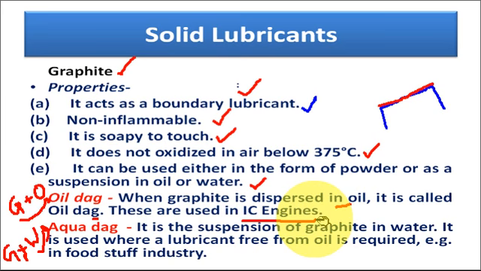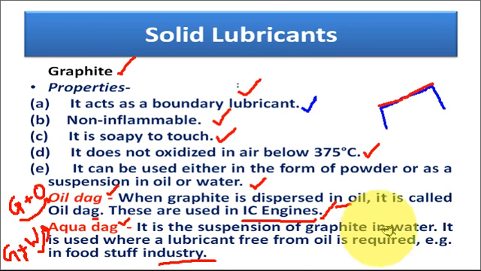So basically what we learn here is that graphite can be used in the powder form or in the suspension form, and its suspension can be prepared with water or with oil. If the graphite suspension is prepared in oil, then it is called the oil dag, and if graphite suspension is prepared in water, then it is called the aqua dag. So generally the oil dag is used in internal combustion engines, while the aqua dag is used in the foodstuff industries.